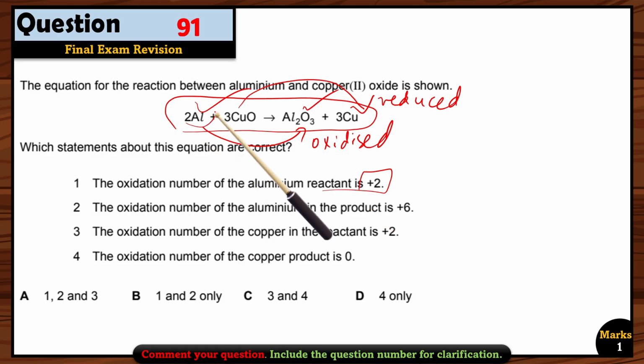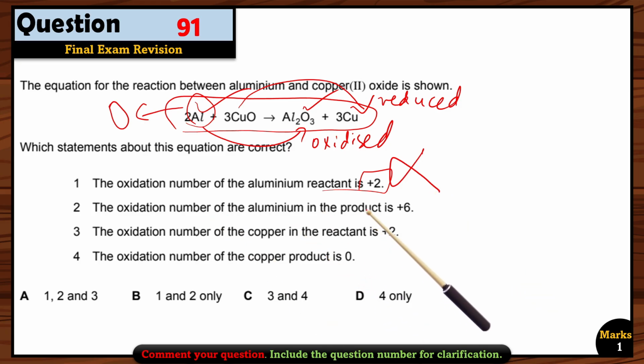Now, aluminium is in the form of the element, right? Whenever anything is present in the form of an element or a molecule, but not in a compound, its oxidation state is always zero. So this statement is wrong. The oxidation number of aluminium in the product is +6.